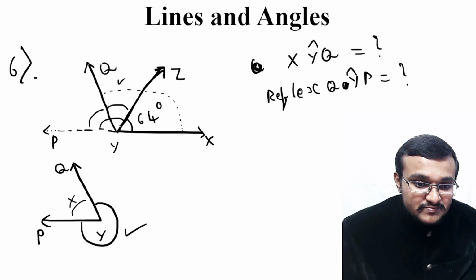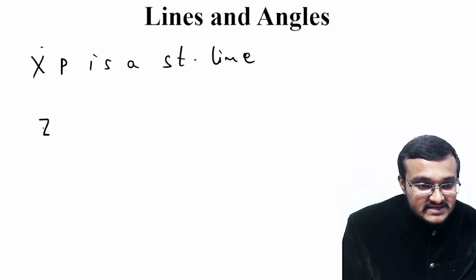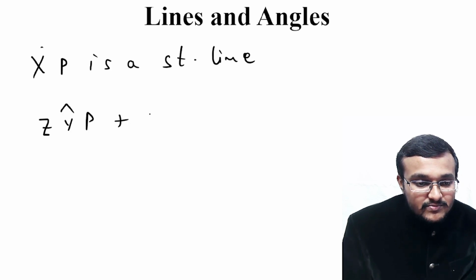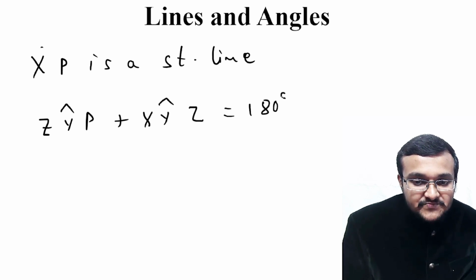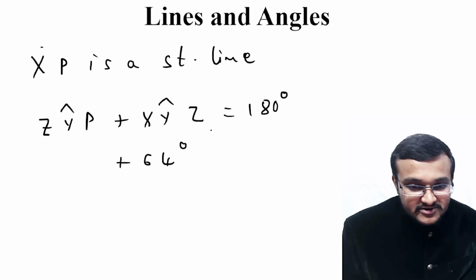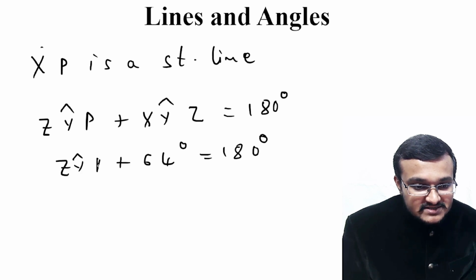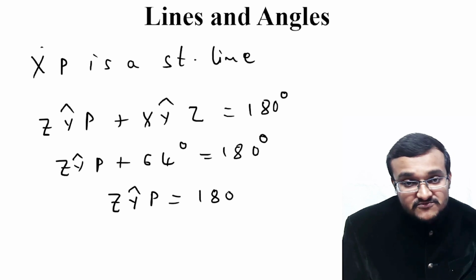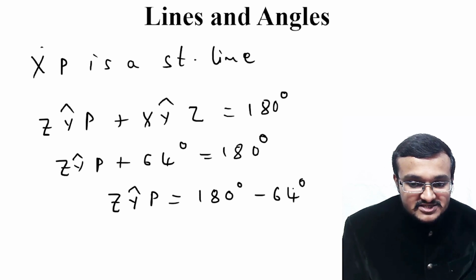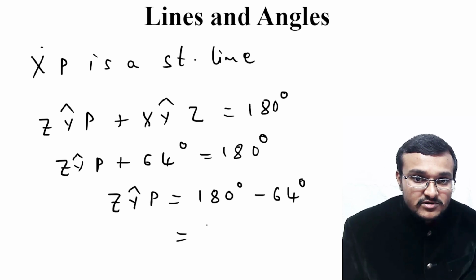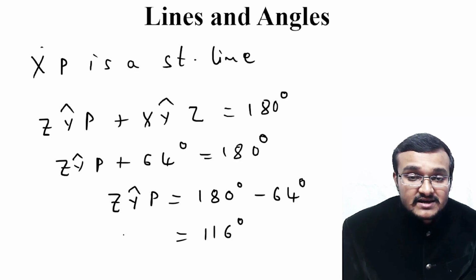So ZYP plus XYZ, if you add, will give you 180 degrees. Now what is the value of XYZ? XYZ is equal to 64 degrees. So ZYP plus 64 degrees is equal to 180 degrees. ZYP is equal to, if you bring 64 degrees to the RHS, 180 degrees minus 64 degrees. So 180 minus 64 will give you 116 degrees.